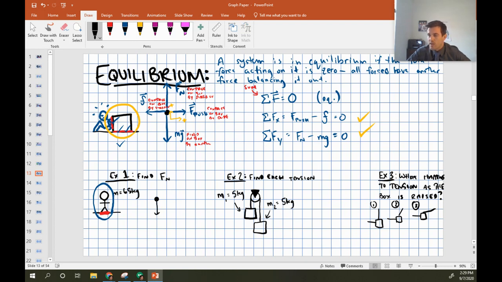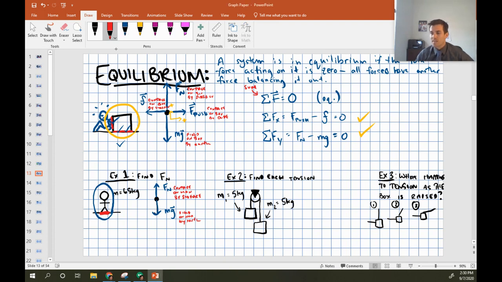So then when I'm drawing my free body diagram, I'm going to have a force acting downwards and a force acting upwards. This is the force of gravity, and this is the normal force. Okay, I paused it again just so I could throw in the extra labels.